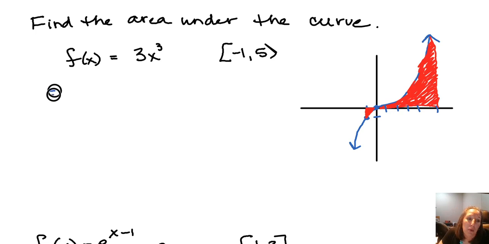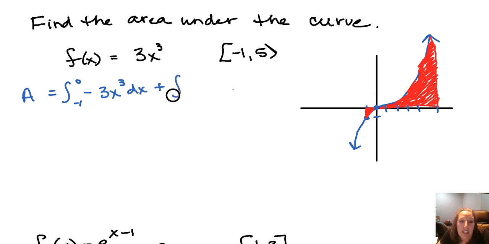So we're going to split up our integral, and our area is going to be the integral from -1 to 0 of our function. Our function's below the x-axis, so we're going to multiply a negative by that function because we want to get that total area. And then from 0 to 5, our function is above the x-axis, so that's going to be a positive area.